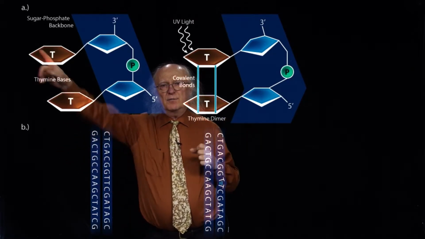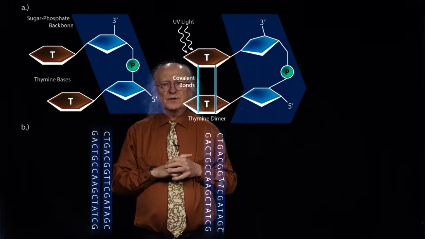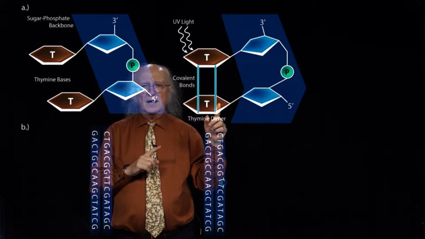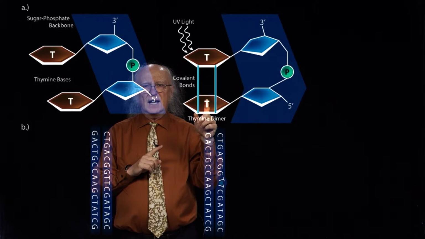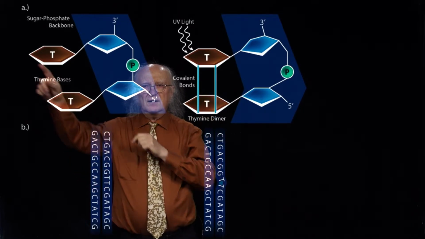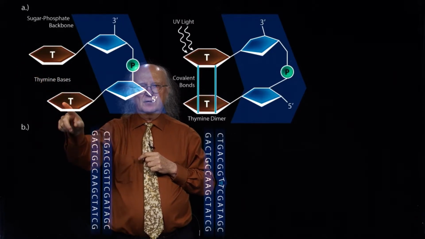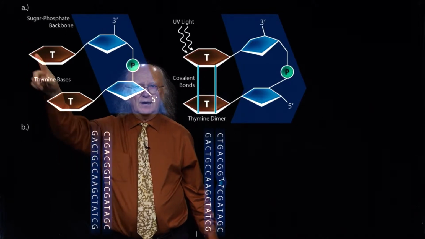That can happen. So if we look on the left, for example, here's a normal unaltered strand of DNA. And over here, right beside my head, we can see that same strand of DNA where something has happened to it. So what are we looking at? We're looking at one strand of DNA, and here are two thymines next to each other on the same strand. This is not on opposite strands, but this is on the same strand.